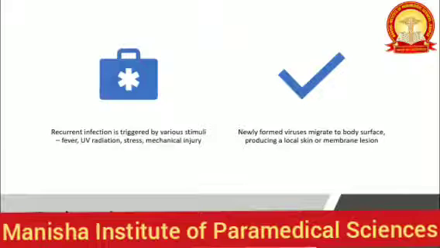Epidemiology the other way round: recurrent infections are also possible with HSV. Recurrent infection is triggered by various stimuli like fever, UV radiation, stress and mechanical injuries. Newly formed viruses migrate to the body surface, producing a local skin or membrane lesion. Although it can recur, the recurrent infection's effectiveness and virulence is not as high as that of the primary infection.